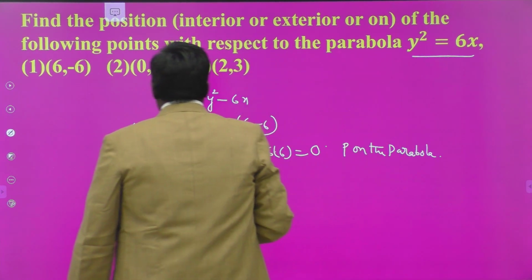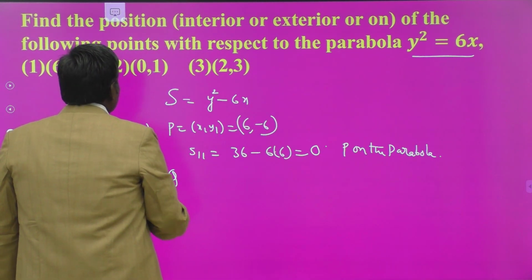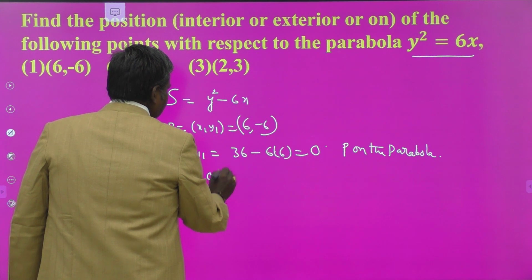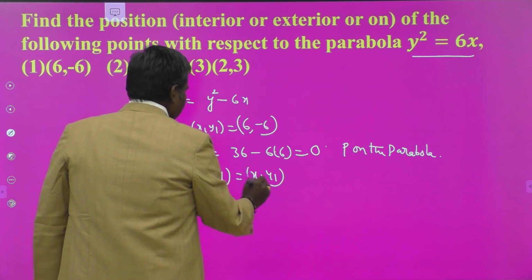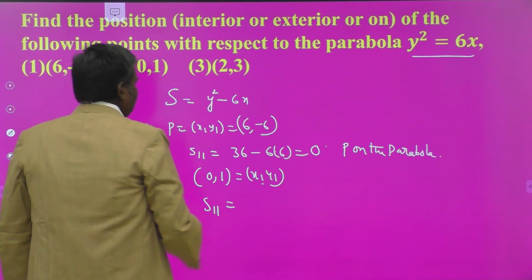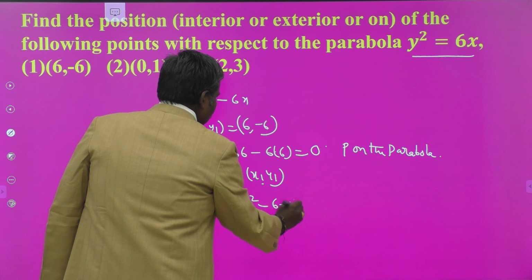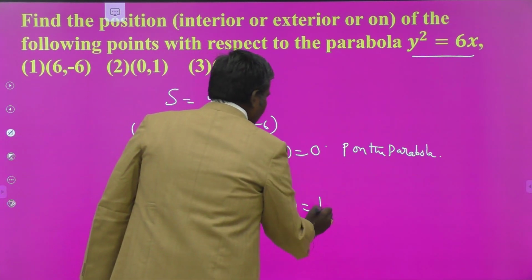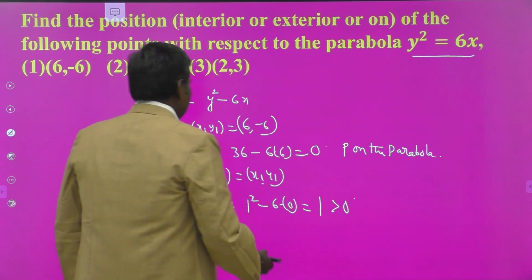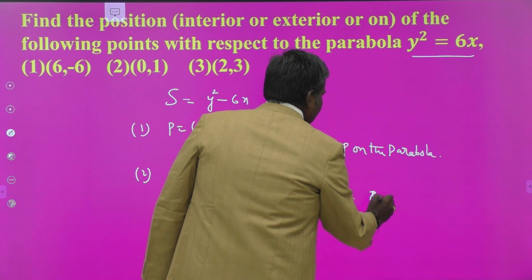The point P is on the parabola. Similarly, the second point is Q (0, 1). This is your x1, y1. Now write S11. S11 means 1 squared minus 6 into 0, because y1 is 1 and x1 is 0. You have 1 which is positive. So S11 is greater than 0, so Q is outside of the parabola.